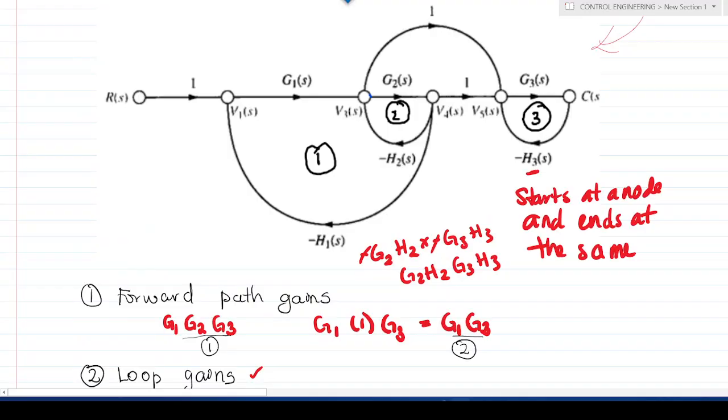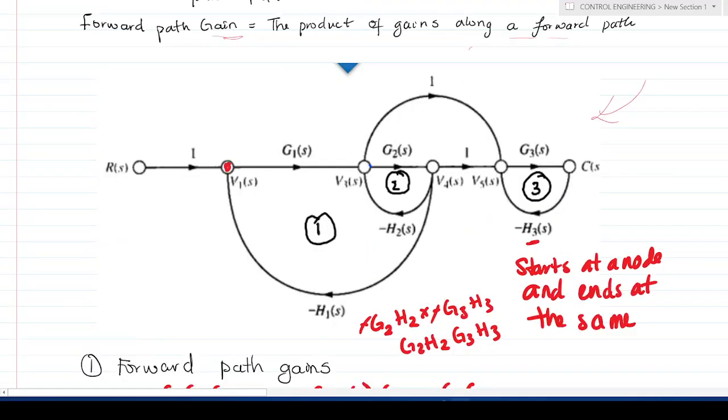So where are our loops? Our first loop is G1, G2 times minus H1. You can see that it touches the forward path of G1, G2, G3. It touches the forward path. So therefore, this loop cannot be correct. Now let's try the second loop, G2 times minus H2. You can see this clearly touches the forward path of G1, G2, G3. So therefore, this is not correct.